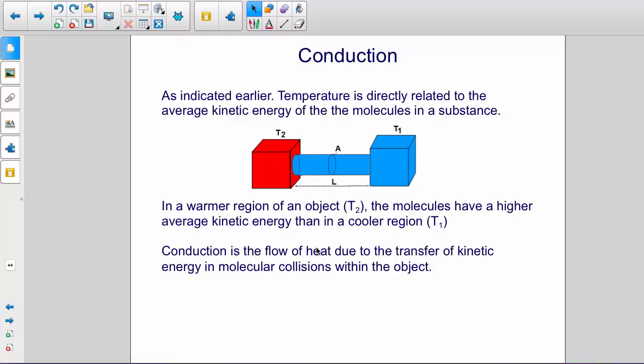If you remember the definitions of temperature earlier on, we mentioned that temperature is directly related to the average kinetic energy of the molecules in a substance. In a warmer region of a substance, which we have here in the red block on the left, with the temperature T2, the molecules have a higher average kinetic energy than in the cooler region, T1, here on the right. Conduction is the flow of heat due to the transfer of kinetic energy in molecular collisions within the object.